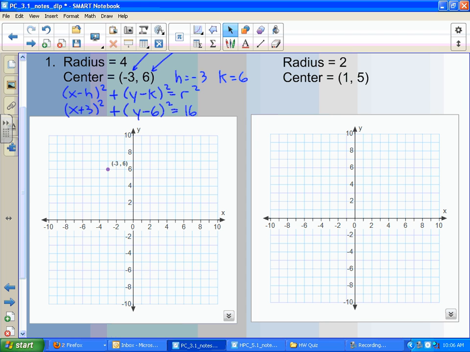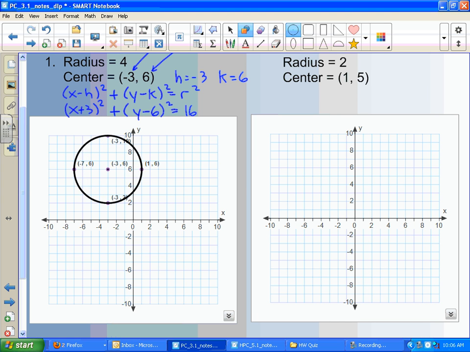It's like saying, from this point, I'm going to go 4 to the right, 4 down, 4 left, 4 up. And then if I connected all of those, I would have my circle. That's amazing. So here's my circle center point, and I go out 4, and bang. There I am, circling my radius 4 units away from that center, all the way around.